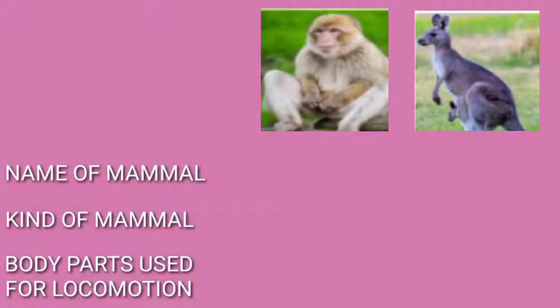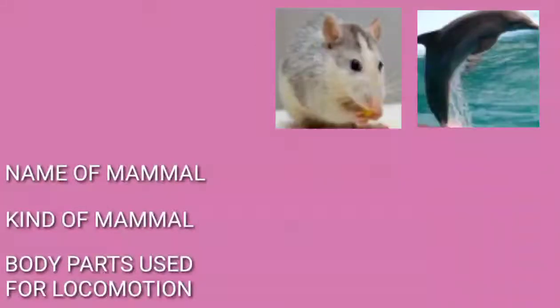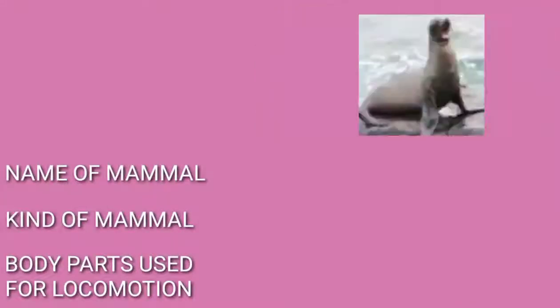Now that we already know the differences and similarities of vertebrates and invertebrates, let's answer activity 2 with the title, Oh My Mama. Study the following mammals. Write their names, kinds, and body parts used for locomotion or movement.